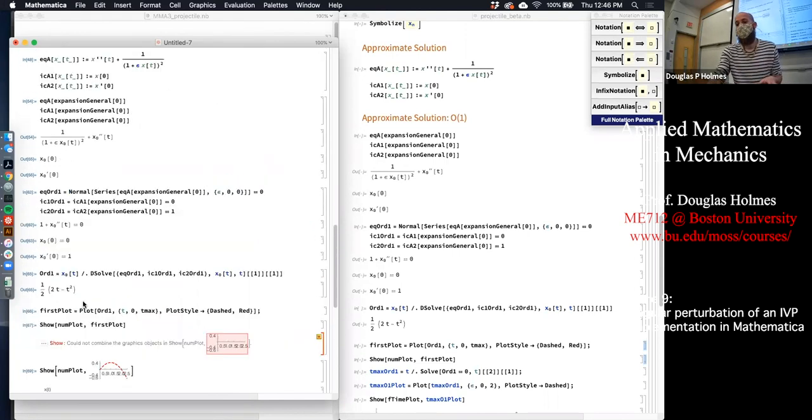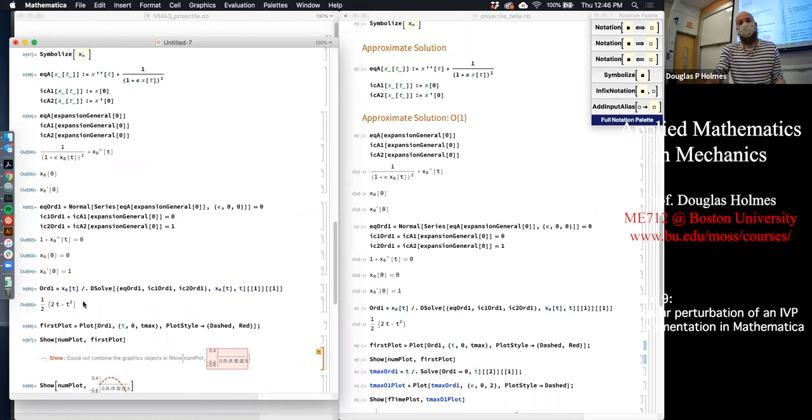I threw a lot at you with Mathematica. Please play with it. The only way you'll get comfortable with this is if you play with it and make mistakes, and then email me or send me your Mathematica files if you're having trouble, and I can help troubleshoot.